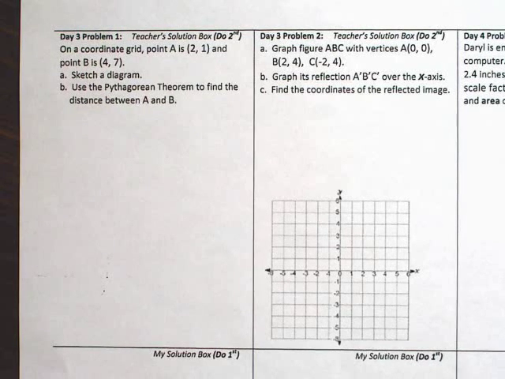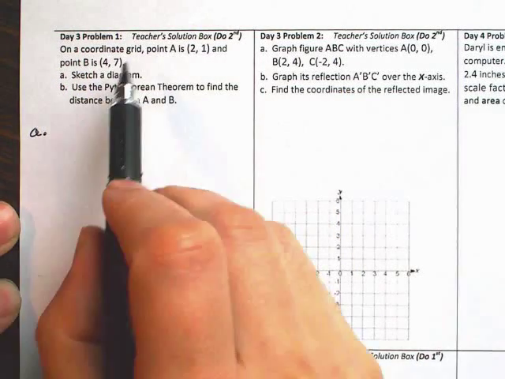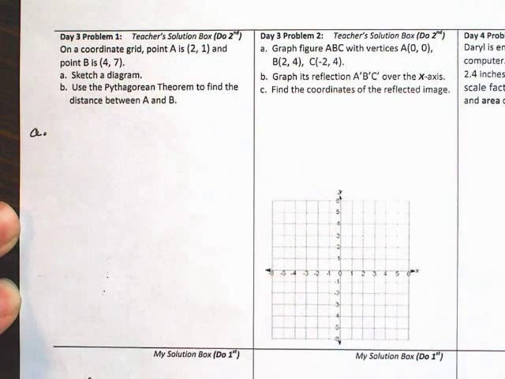Day 3, Problem 1. On a coordinate grid, point A is (2, 1), and point B is (4, 7). Part A, sketch a diagram. So in this question, we're asked to sketch our own grid and put these dots on there.